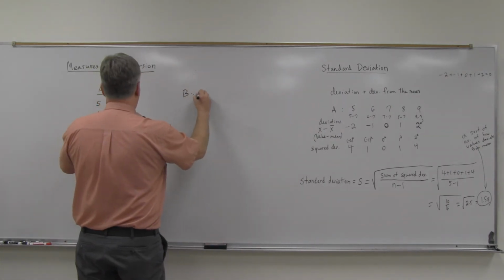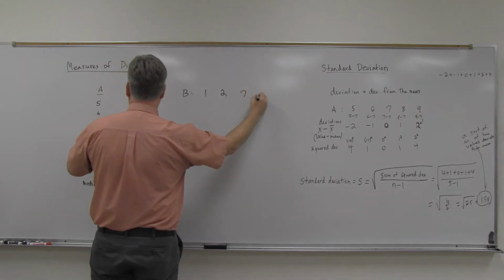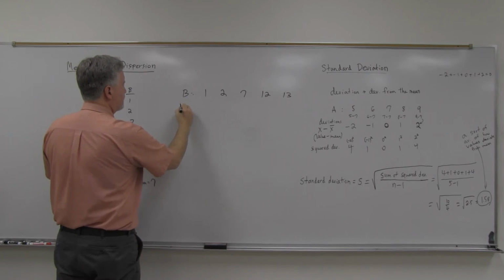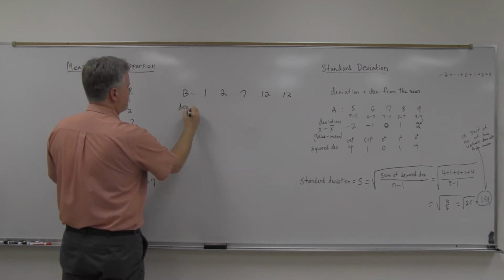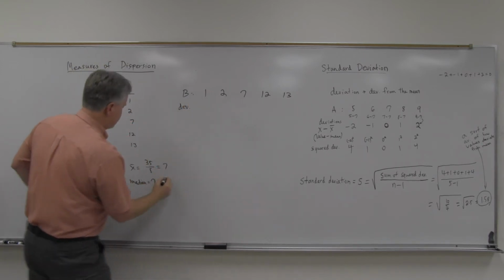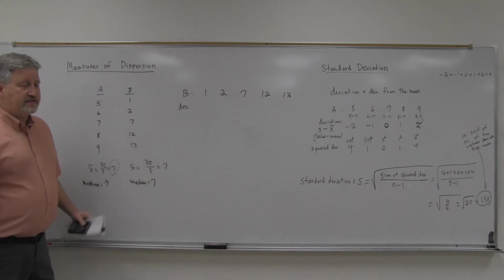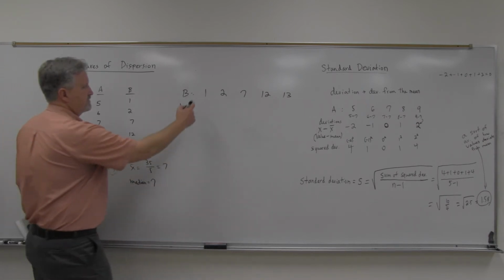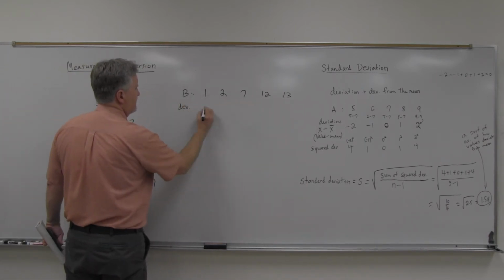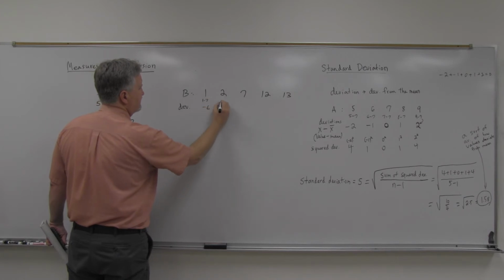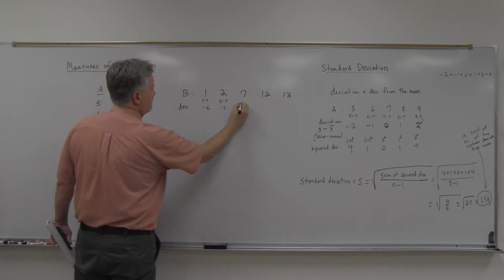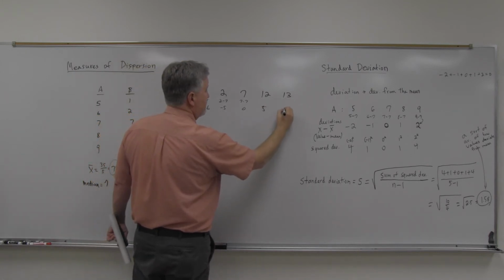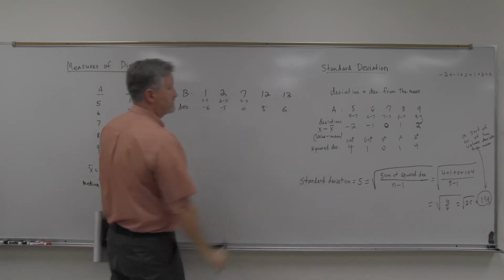So B, I've got 1, 2, 7, 12, and 13. First step is to do the deviations, which is just the value minus the mean. Well, the mean of B is the same as A in this case, so the mean is 7. So again, I'm just subtracting 7 from each of these to get the deviations. So I've got -6, 2 minus 7 is -5, 7 minus 7 is 0, 12 minus 7 is 5, and 13 minus 7 is 6. Okay?